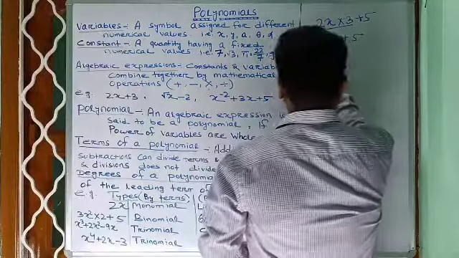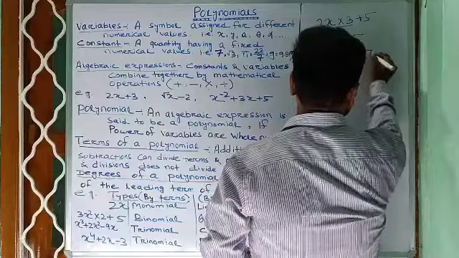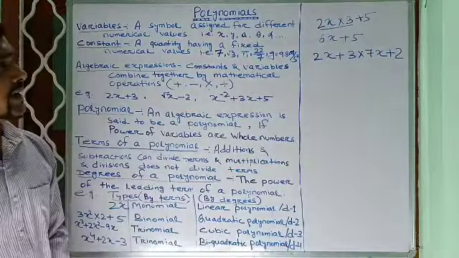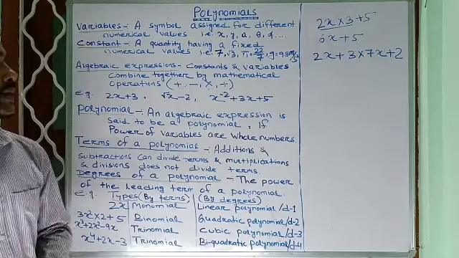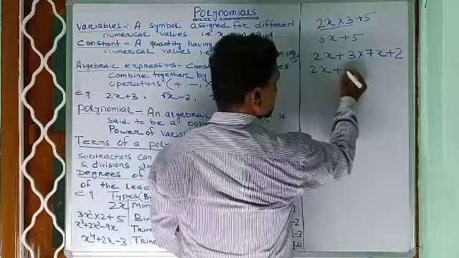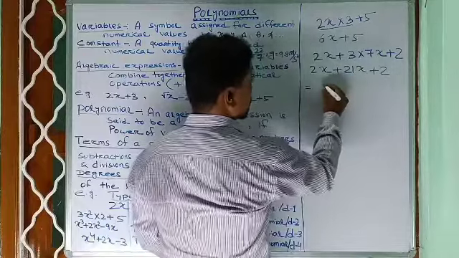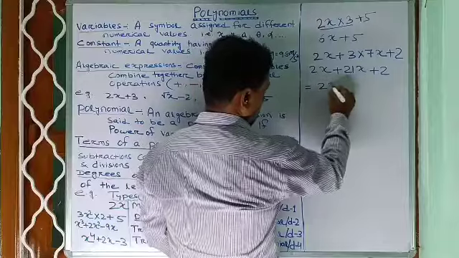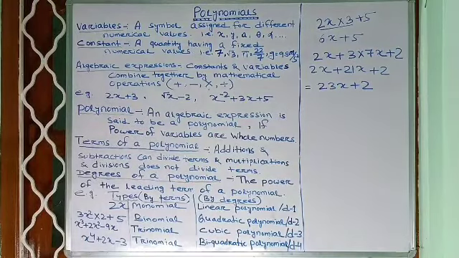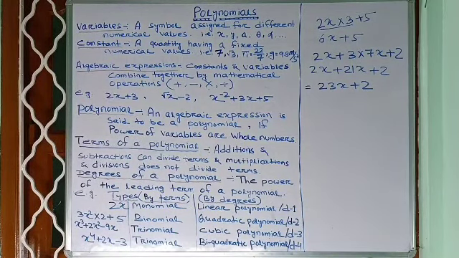Then if I take 2x plus 3 into 7x plus 2, it is looking like 4 terms. If I solve it a little, it will become 2x plus 21x plus 2, which is equal to 23x plus 2, which is a binomial. It is looking like a tetranomial, but it is a binomial.